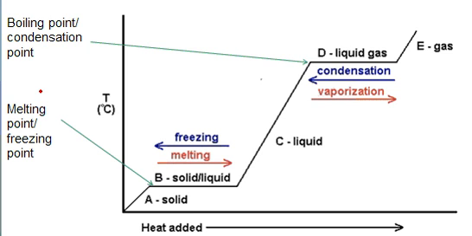This phase change graph is very important. It shows what happens to temperature as a substance is changing phase from one to another. Notice across the bottom of the graph it says heat added. That means that as you're going from left to right, you're adding heat, or heat energy. Energy is what we're talking about.